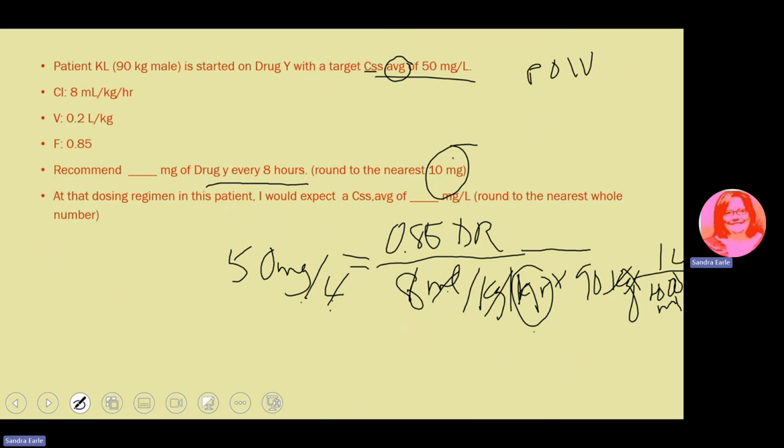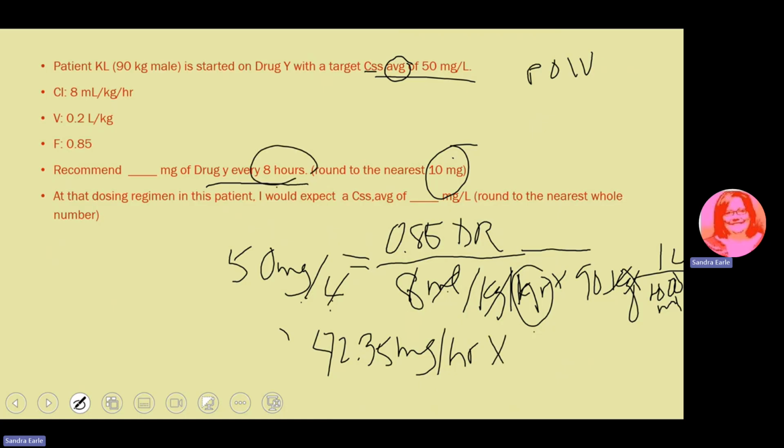All right, so we'll figure that out for milligrams per hour. Our dose rate is going to be in milligrams per hour once we do all this calculating. So 8 times 90 divided by 1,000. And then we're going to times 50, and then divide that by 0.85. Right, so I got 42.35 milligrams per hour. And we're going to give this every 8 hours.